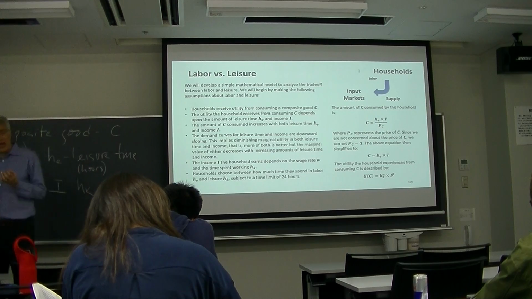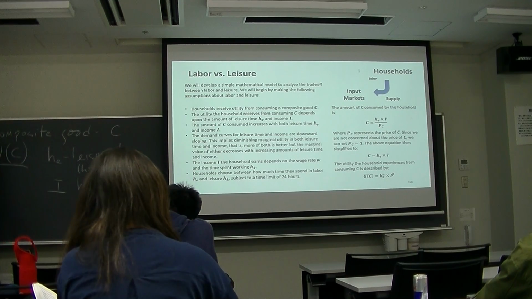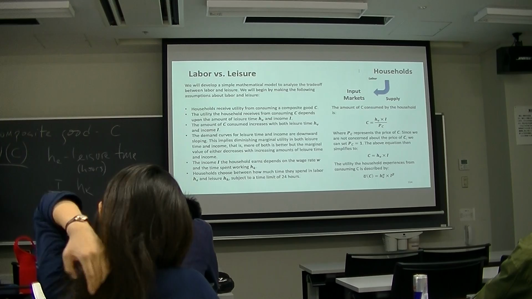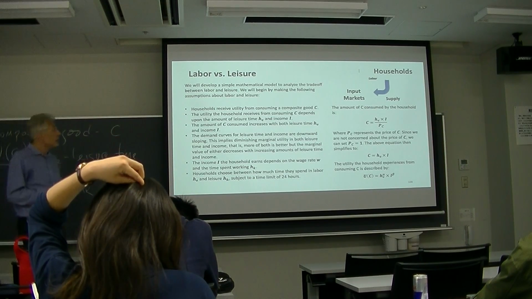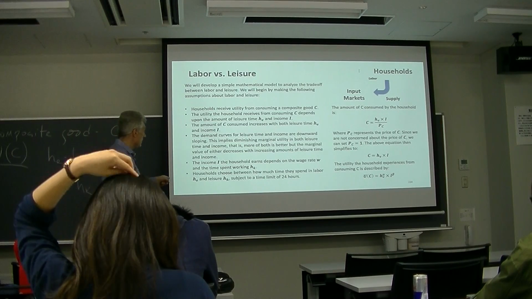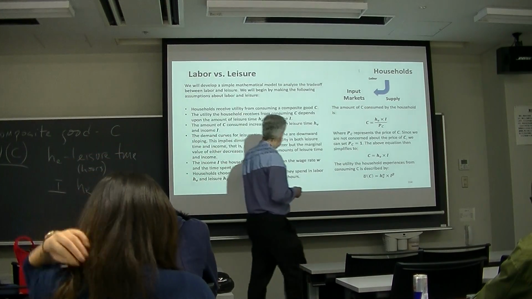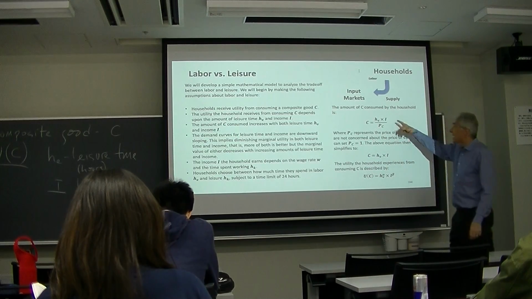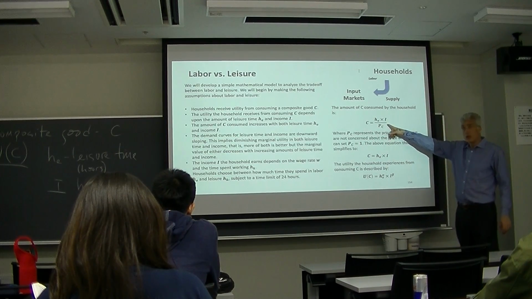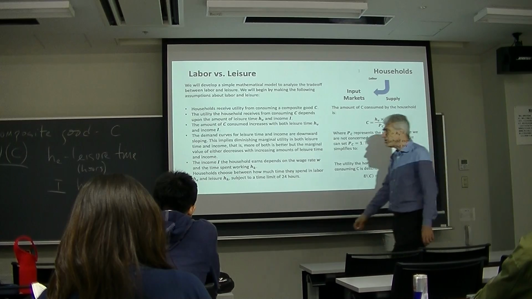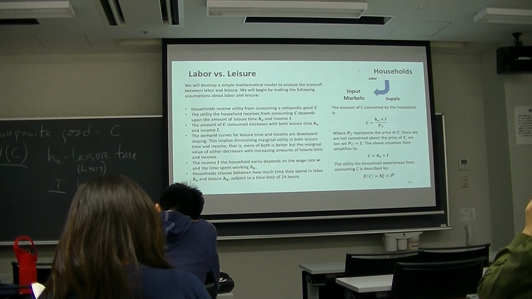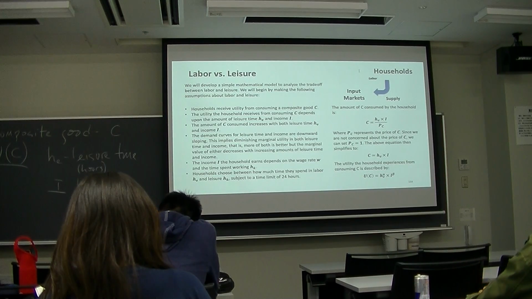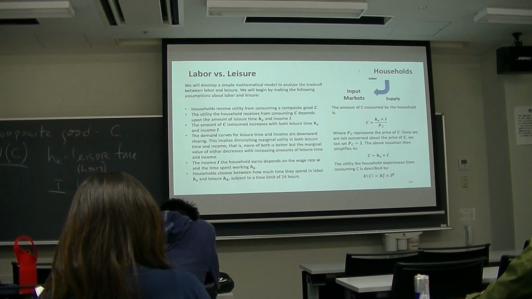We're going to make a model, and then we're going to see what it tells us about reality. That's our purpose here. So now, this is an assumption: the consumption of C, the units of C that we use income and leisure time to produce. We're just saying that C equals the amount of time times the income.